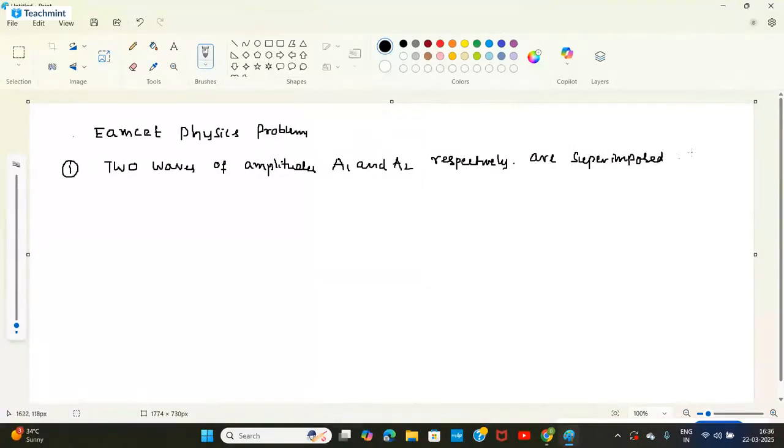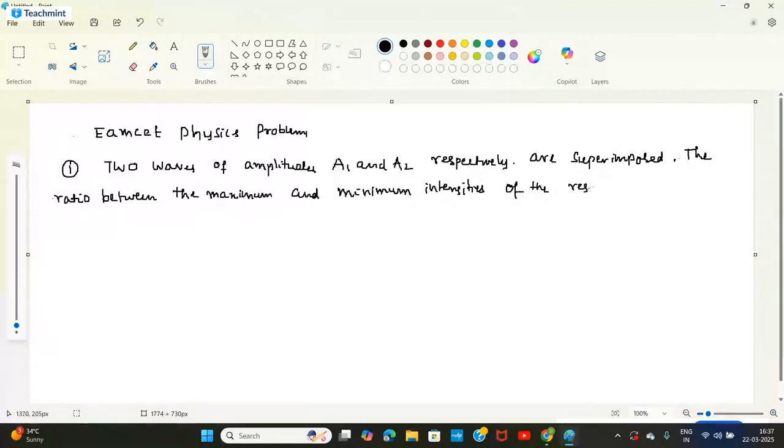The ratio between the maximum and minimum intensities of the resultant waves is 9:4.